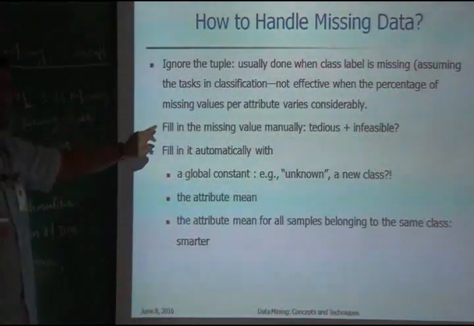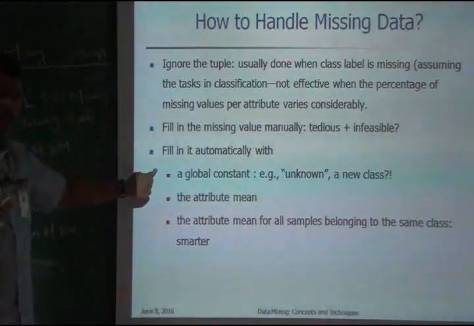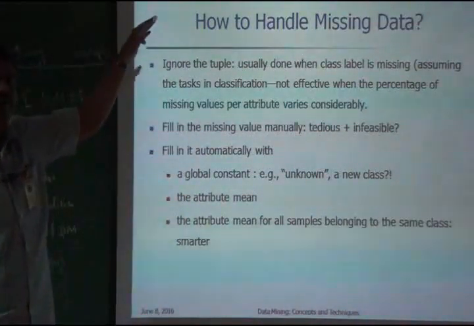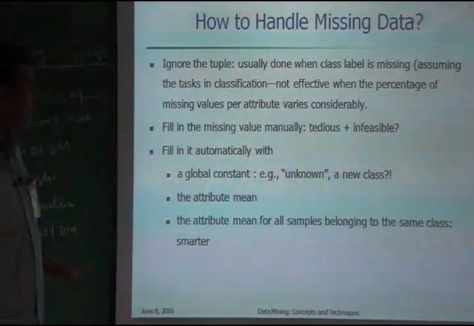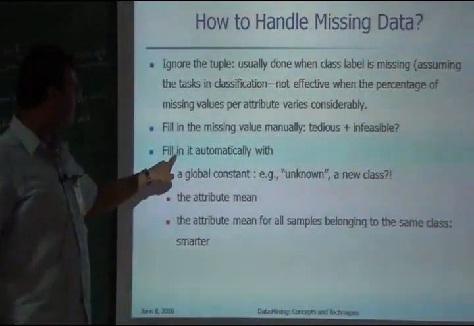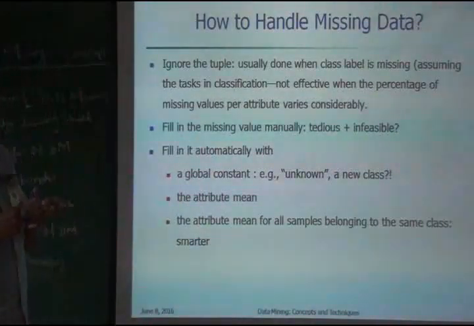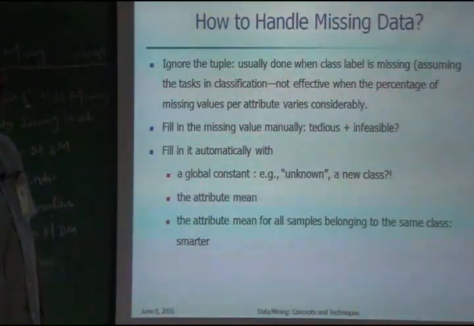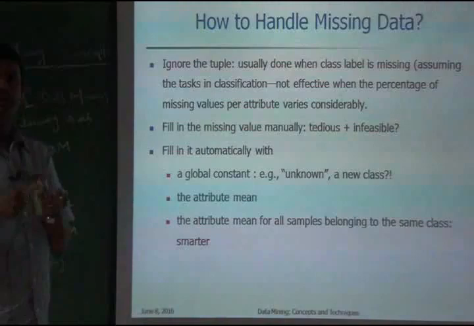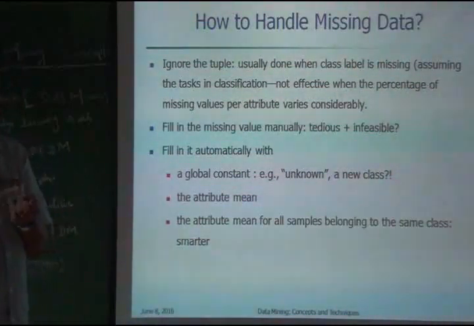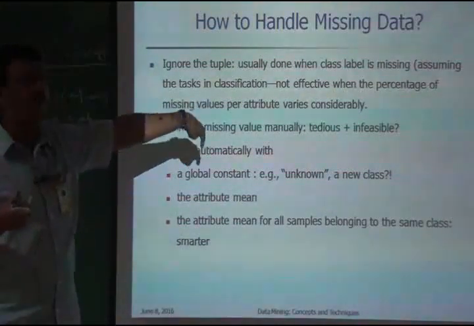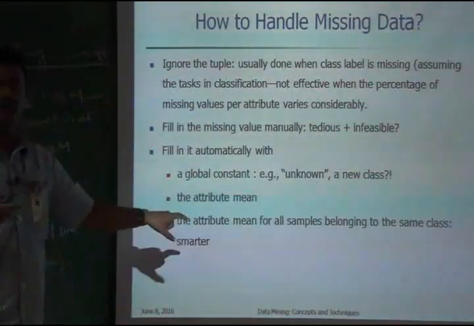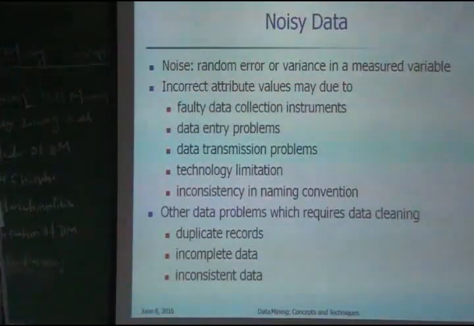First, simply ignore the tuple, or fill the missing value manually, or fill it automatically with the global constant or the mean value. We find the mean value, and based on the mean value we fill in the missing value. We can fill it automatically with either the global constant, the attribute mean, or the attribute mean for all samples belonging to the same class.